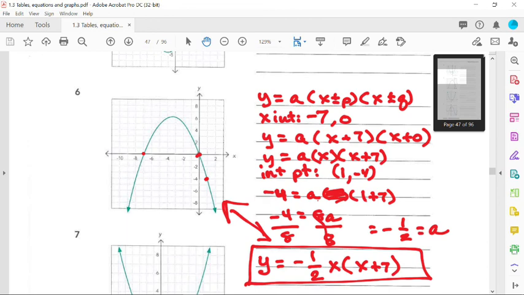Would you be wrong if you write -1/2 x plus 7 and then x? No. Traditionally, if you have a plain old x, it always comes first. You wouldn't be wrong if you had the x hanging out at the back. It just looks funny. Yeah. Okay. All right.